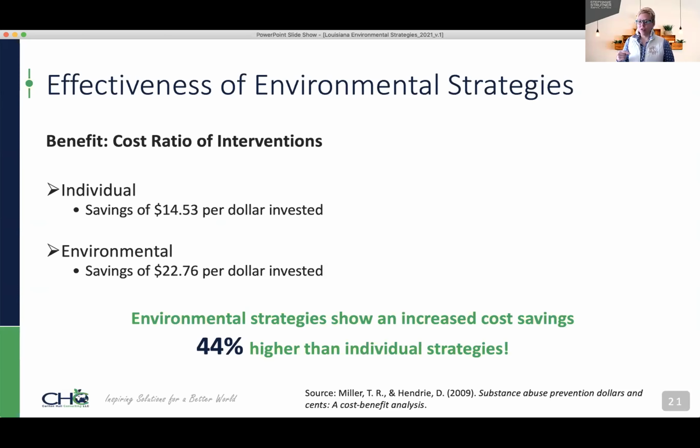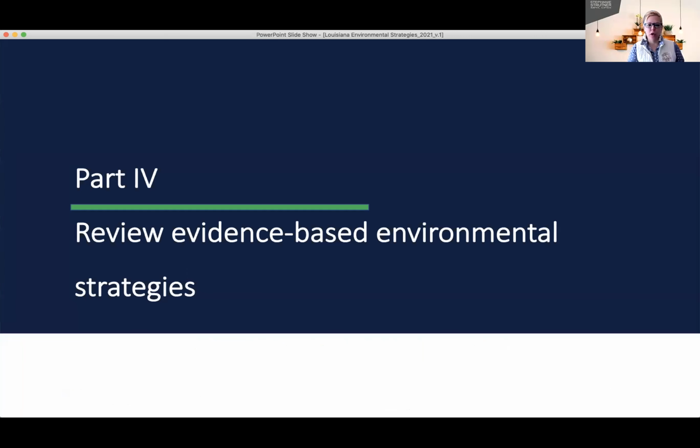discussing in our conversation, are important because they reinforce the environmental strategies. So we can't enact a policy change without telling people about the policy change. That's an individual approach. However, they tie together. And so that shows us that comprehensive nature, but we are able to see the benefit of environmental strategies and the cost savings of environmental strategies as well.